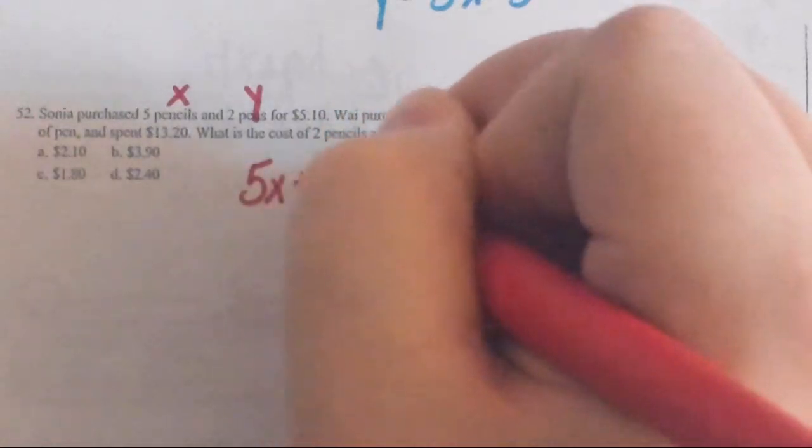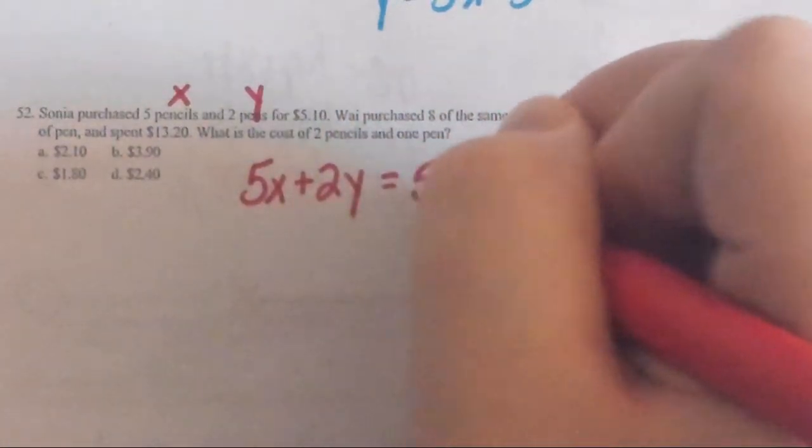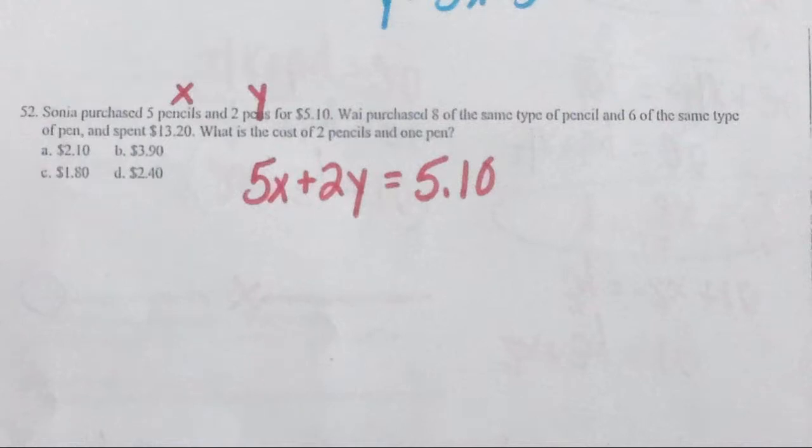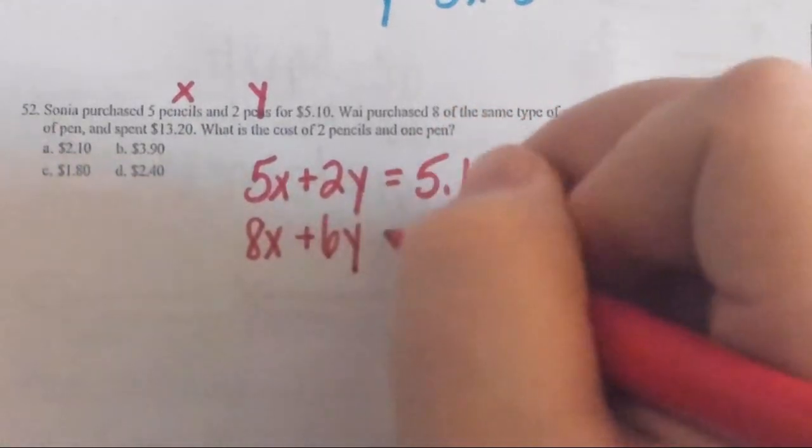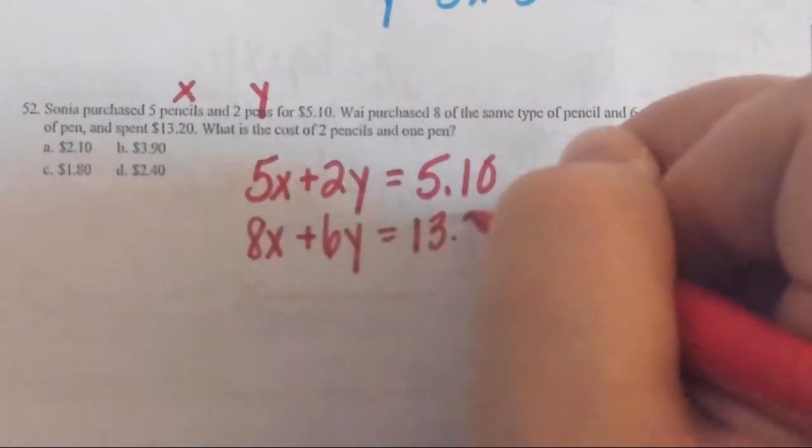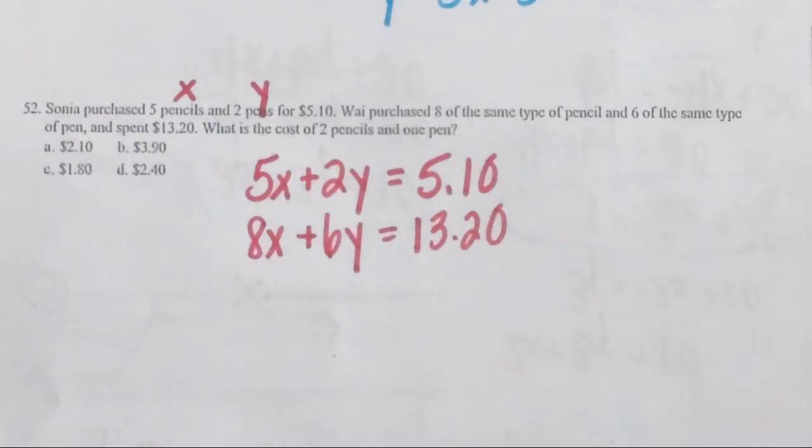Okay, so Sonia purchased 5 pencils and 2 pens for $5.10. Wade purchased 8 of the same type of pencil and 6 of the same type of pen and spent $13.20. And then they asked, what is the cost of 2 pencils and 1 pen? What would be the easiest method to choose to solve this system? We're going to use elimination, substitution, or graphing. It's set up for elimination.